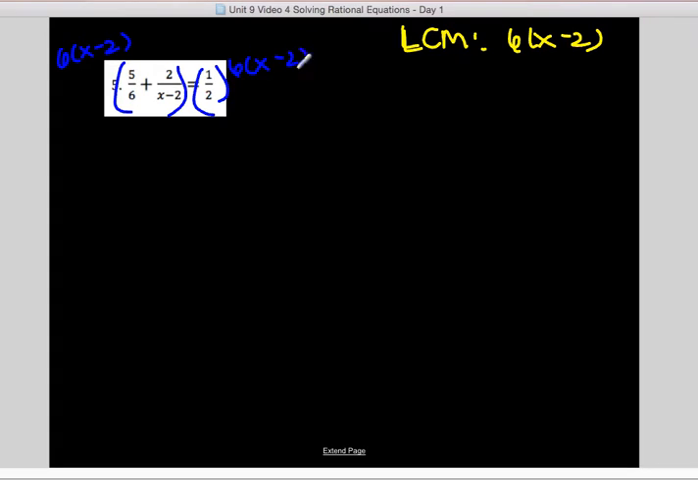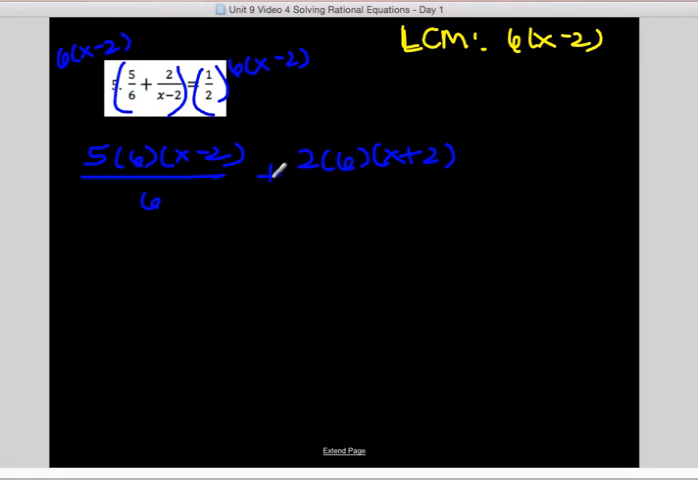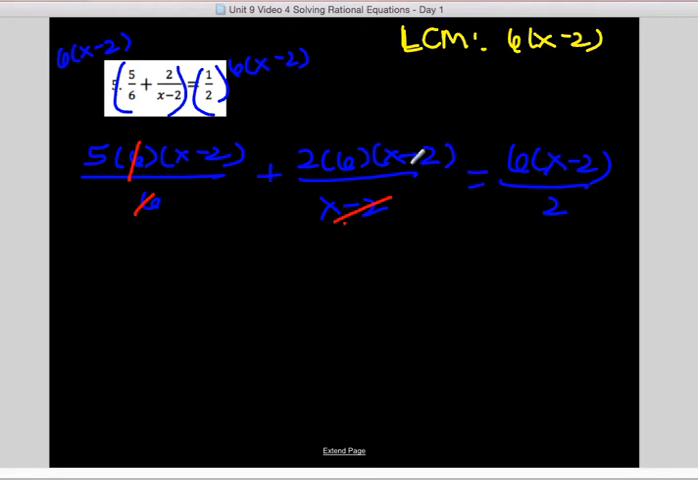Okay, so I would have 5 times 6 times (x minus 2) all over 6, plus 2 times 6 times (x minus 2), all over (x minus 2), equals 1 times 6, I'm just going to write 6(x minus 2) all over 2. And let's simplify. The 6's cancel. The (x minus 2)'s cancel. 6 divided by 2 is 3.